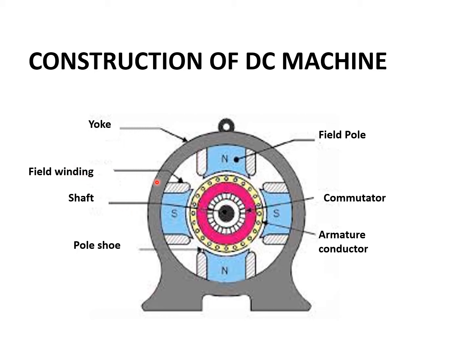The field winding is wound around the field poles. Whenever field current flows through the field winding, only then will the field poles create the flux inside the machine.